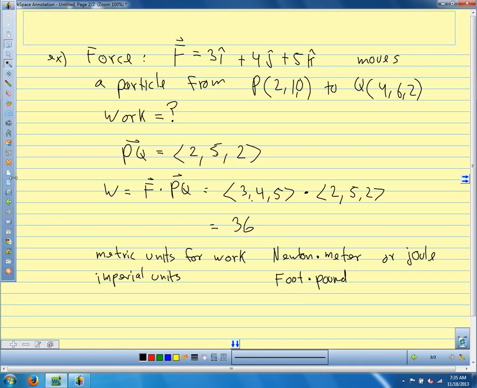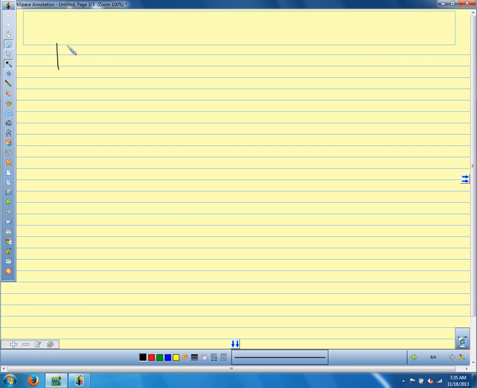Okay, torque. Torque is a moment. Torque is the moment, we're going to write it as a vector, of F.